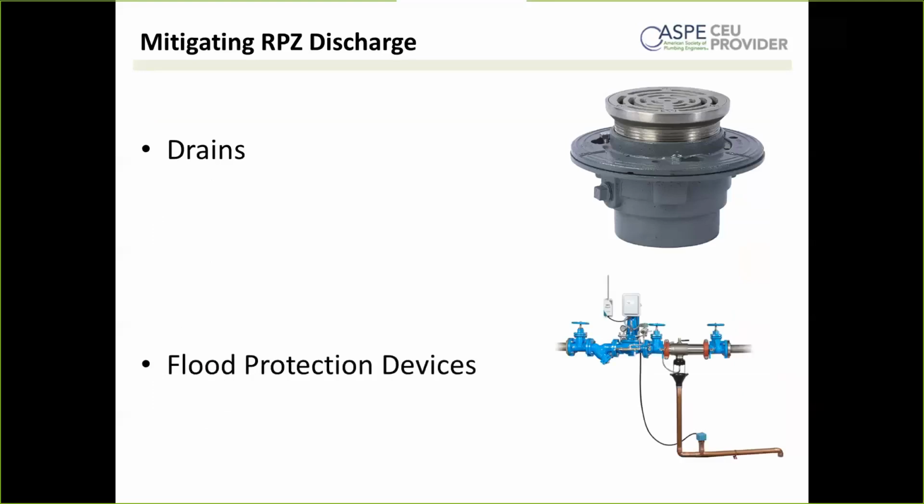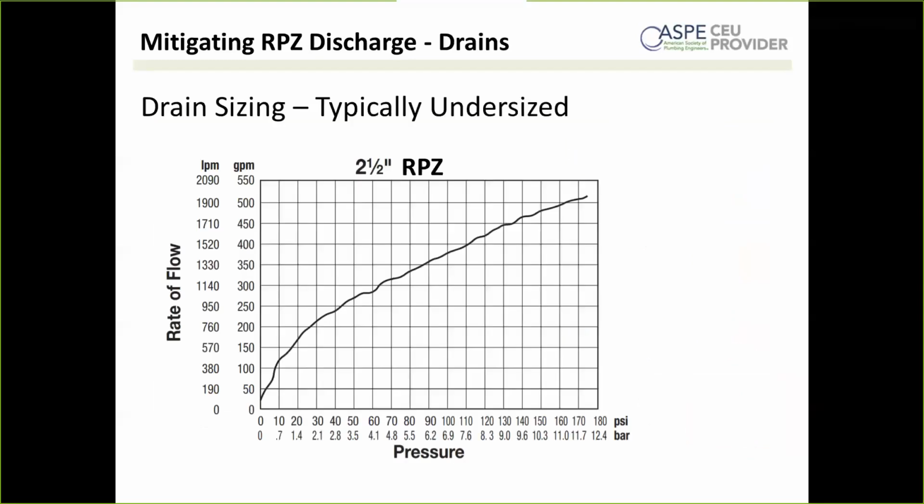So let's touch briefly on drains. I'm guessing you guys know how drains work. So drain selection can be a whole other long process on its own. But the main issue when selecting a drain for a mechanical room with an RPZ backflow preventer is undersizing.